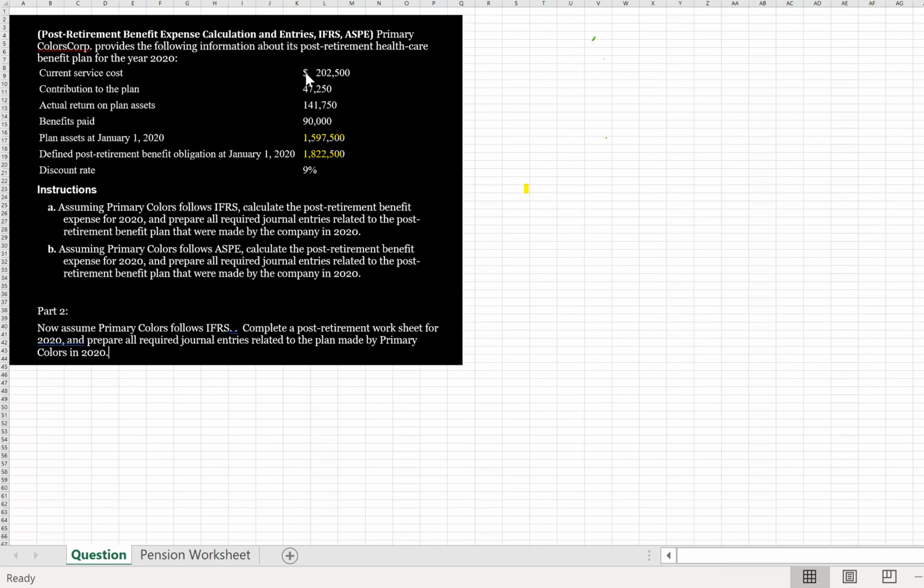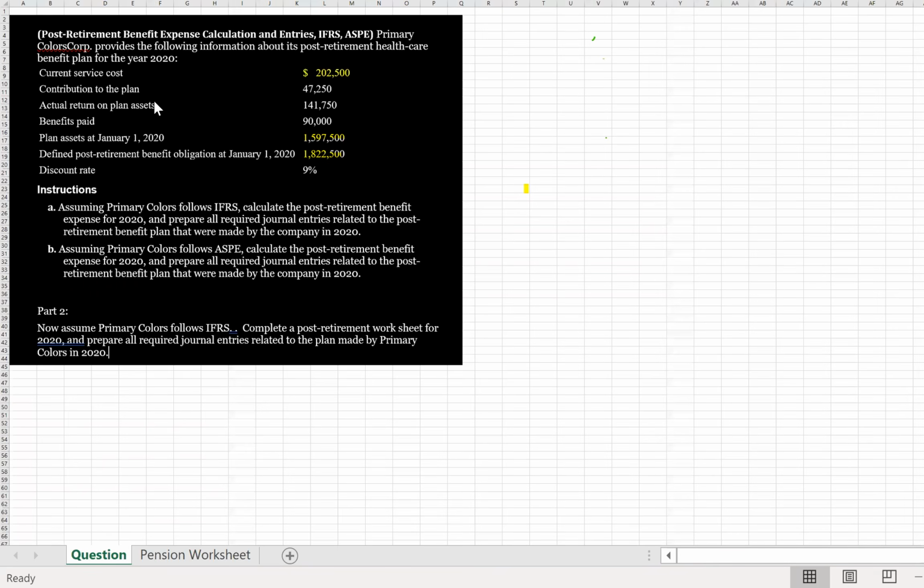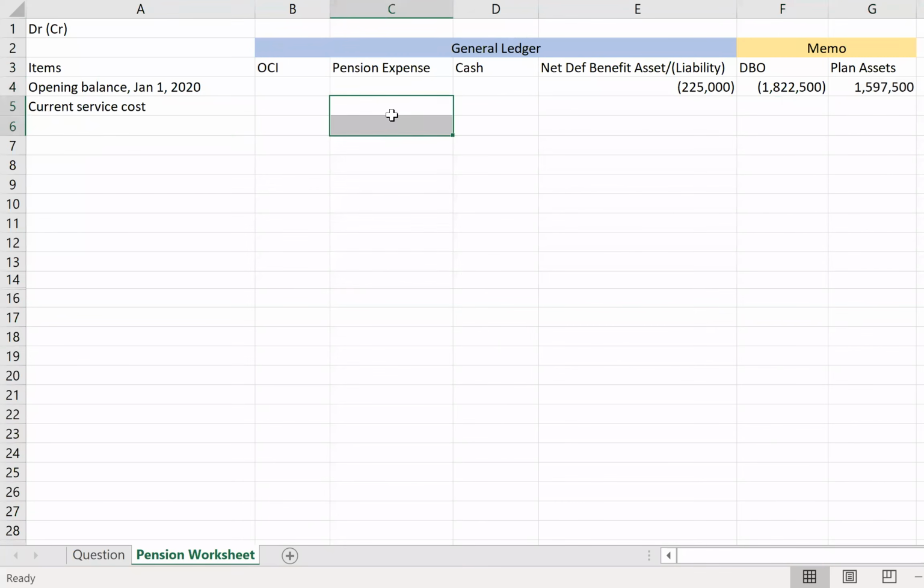So the next thing we want to record is the current service cost. So let's start with that. So let's go current service cost. So the current service cost is $202,500, and this is going to be an expense. It's going to be debit expense.